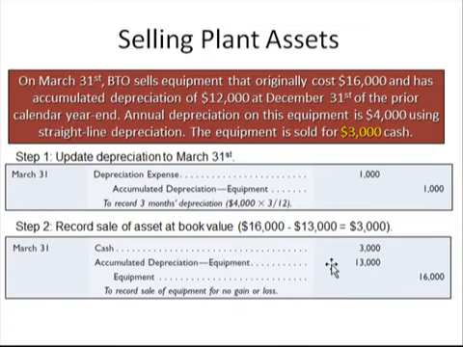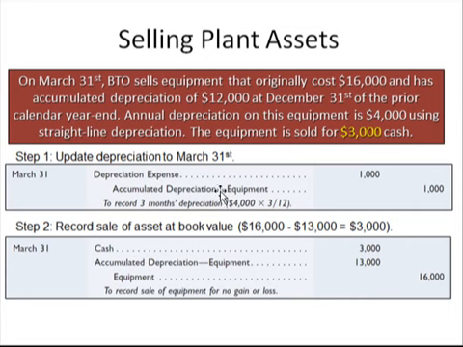In this case, they're selling it. And when you're selling something, you still have to do the same steps, but now you've got some cash involved. So they have some equipment that costs $16,000, has accumulated depreciation of $12,000. Annual depreciation is $4,000 using straight line. And they're selling it on March 31st, so you have 3 months of depreciation to bring up to date to record. If it's $4,000 a year, then 3 months of that would be $1,000, 1/4 of it.